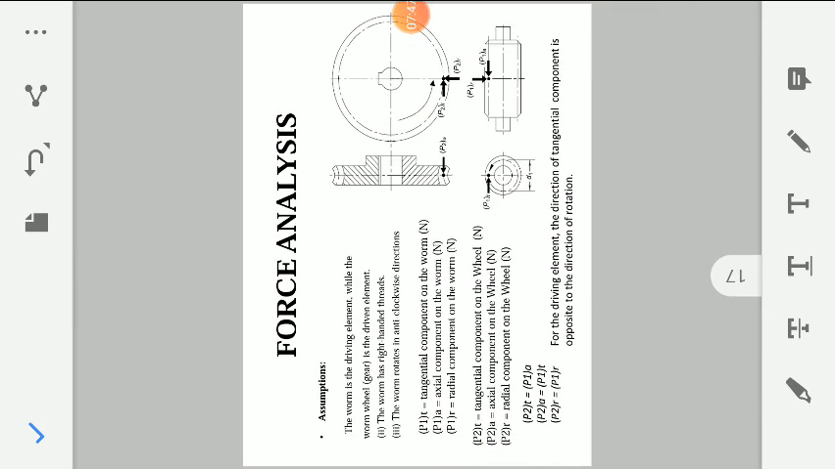So we'll start with the force analysis, and it is similar to the force analysis we have done for the spur gear, helical gear and bevel gear. So this force analysis we'll study in the next lecture.